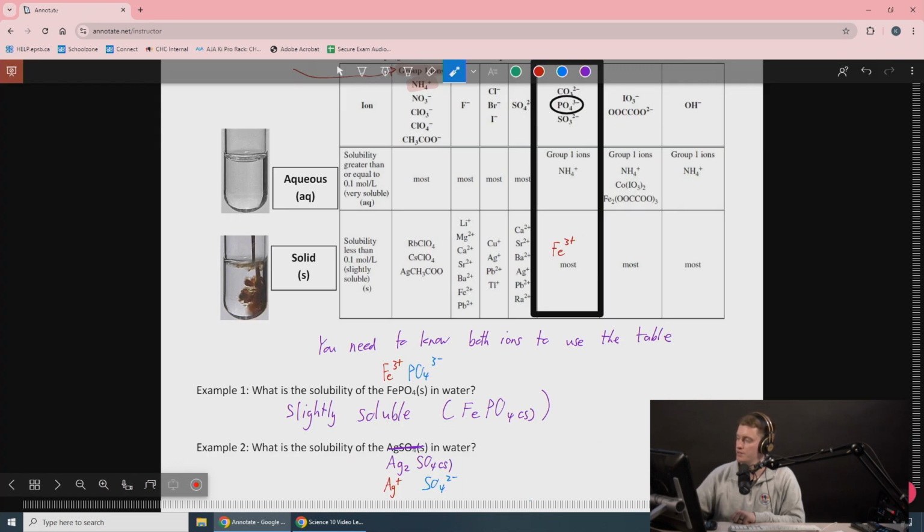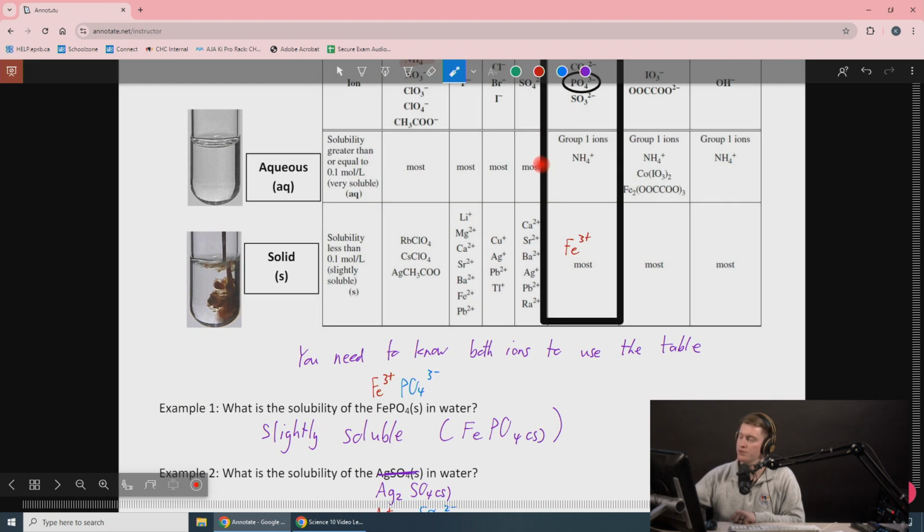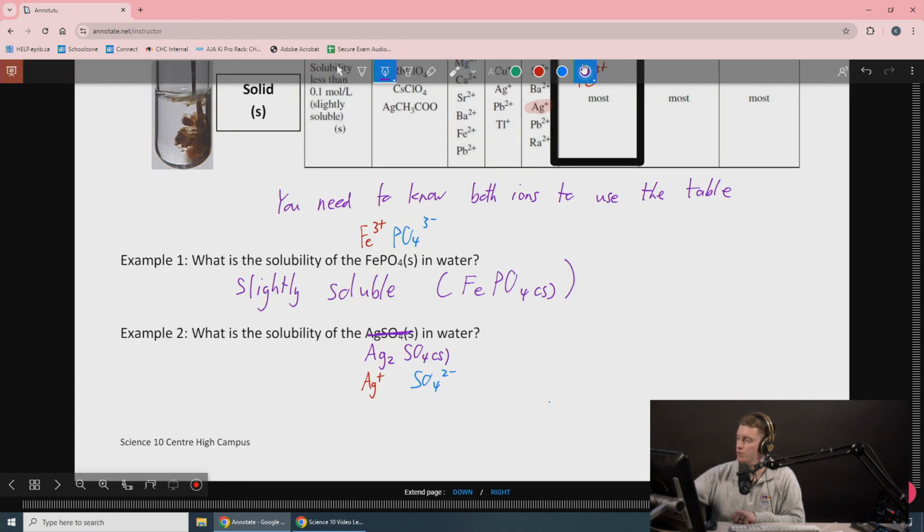We will solve this question the same way by first looking for our anion, which is right here, sulfate, then going down the table. Silver is not in this most category because it is explicitly stated here. Because we have silver explicitly pointed out in the bottom row for sulfate, this compound must be slightly soluble. So we're also going to say that this is slightly soluble.